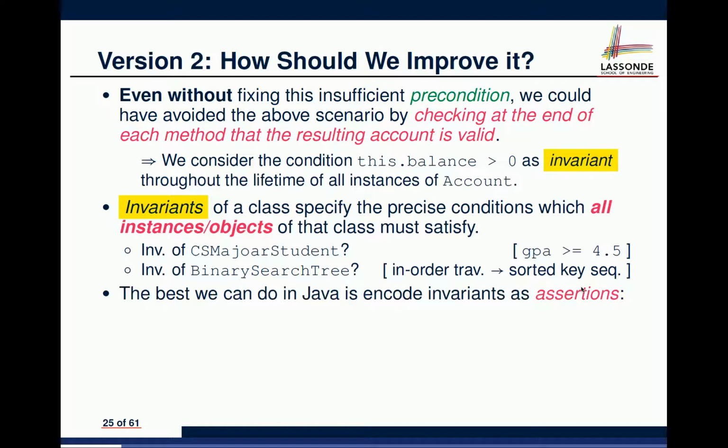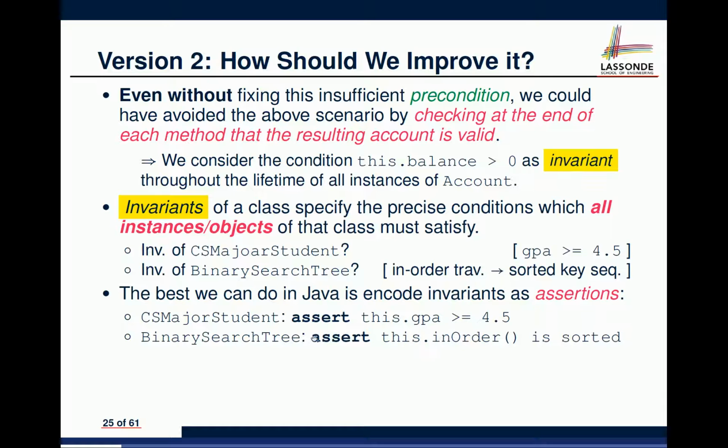Okay, how can we encode class invariant in Java? Let me go there quickly. One way to do it is by using assertions, because think about when you should really insert this particular class invariant to check it. Let me just tell you for version number 3. Now we're going to introduce class invariants. Let's see how we can do it. For example, you might say for the CS major students, assert this.GPA larger than or equal to 4.5, and for binary search tree, also assert. The good thing about using assertion is you don't have to negate that particular condition, right? You can just say, I want this to be true.